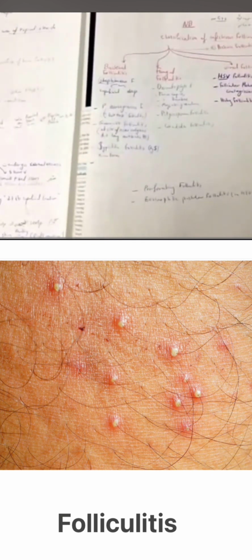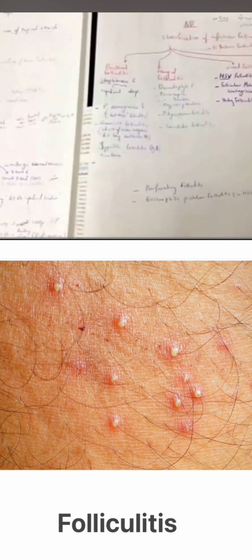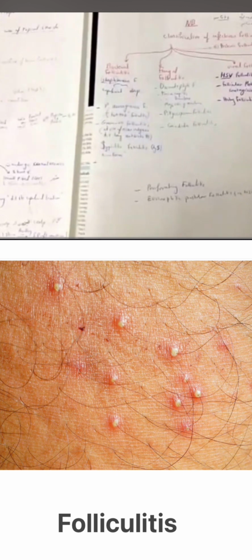The infestation, demodicosis. And also there is the perforating folliculitis. And we said the eosinophilic pustular folliculitis in HIV patients. This is a broad classification of infectious folliculitis: bacterial, fungal, viral, infestation, and actinic folliculitis.